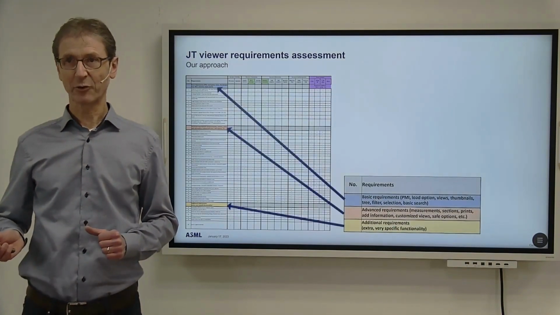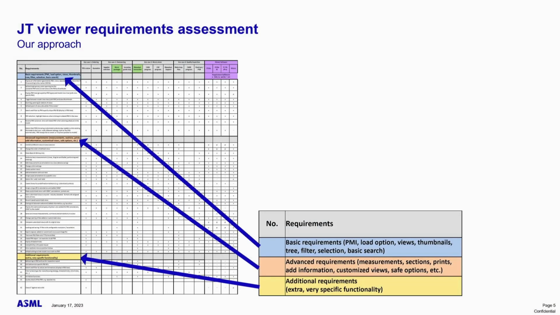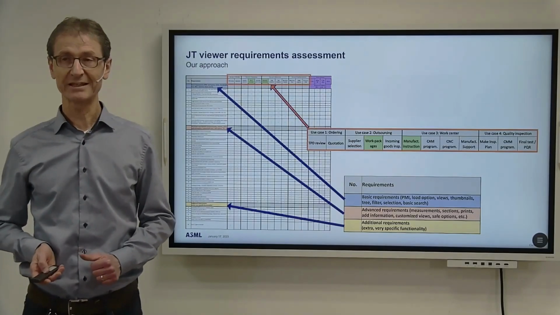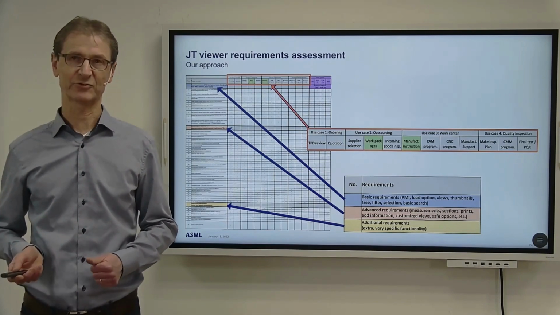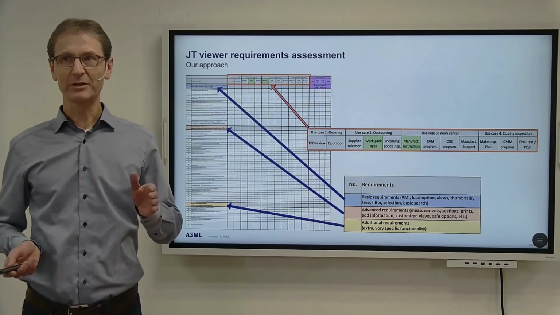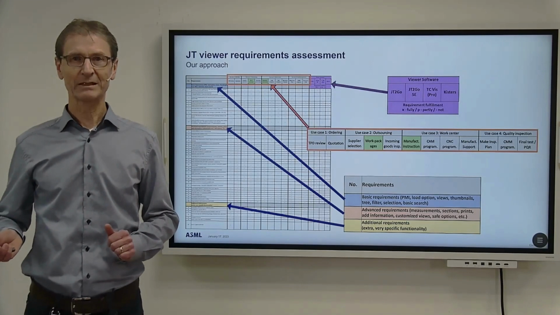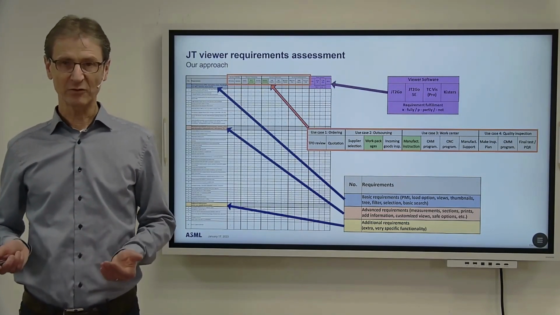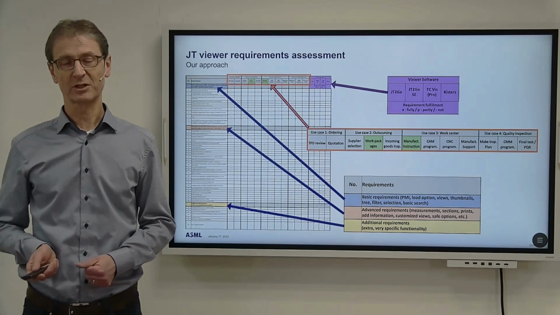We grouped them into different categories, like the basic requirements which are needed for viewing, a must-have for all the viewers. Second, we defined some advanced requirements which are needed, for example, to add information and do more with the PMI, and some additional requirements, nice to haves. Then we defined different use cases to work with the PMI, for example, using PMI for creating manufacturing instructions. We mapped all those requirements to the different use cases. As a last step, we added our viewer software to this matrix and evaluated if they fulfill those requirements or not.